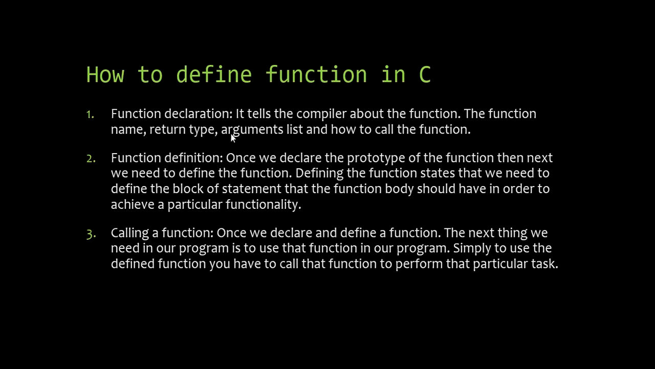And once we declare the function and define the block of code for that particular function, we will simply use it in our program to execute that particular function. So how can we use that particular function? We will simply call the function. Then the third part under function is calling a function. Once we declare and define a function, the next thing we need in our program is to use that function in our program.